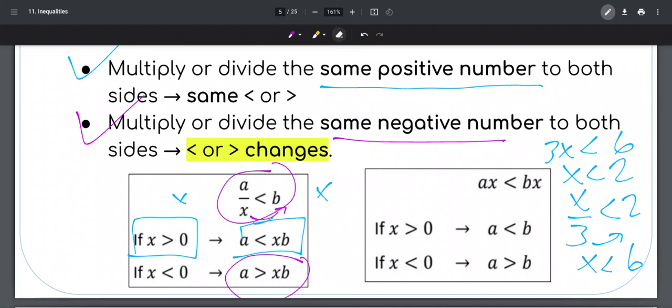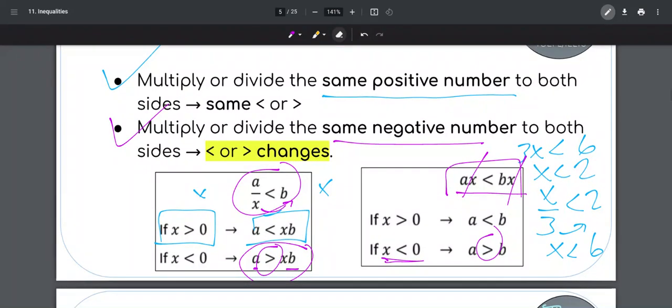So a will be on one side and xb will be on the other side, but I'm switching the sign. Instead of saying less than b, I'm switching to more than xb. And the same thing happens here. So when I have ax is less than bx, I can simplify the x, but if the x is negative, I'm going to switch the symbol. I'm going to switch the relationship.